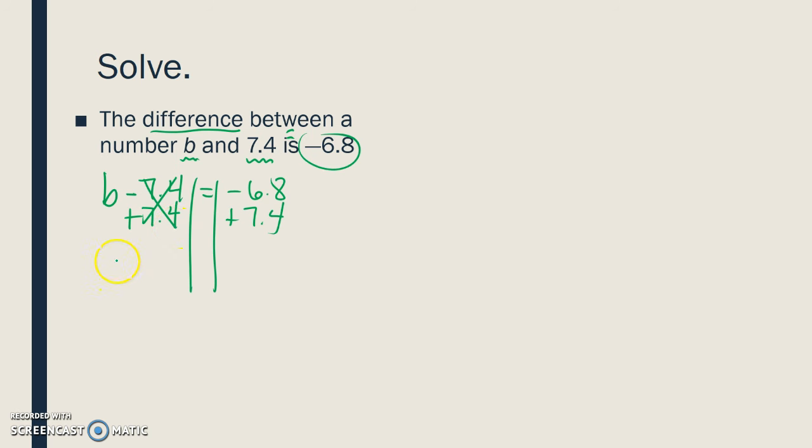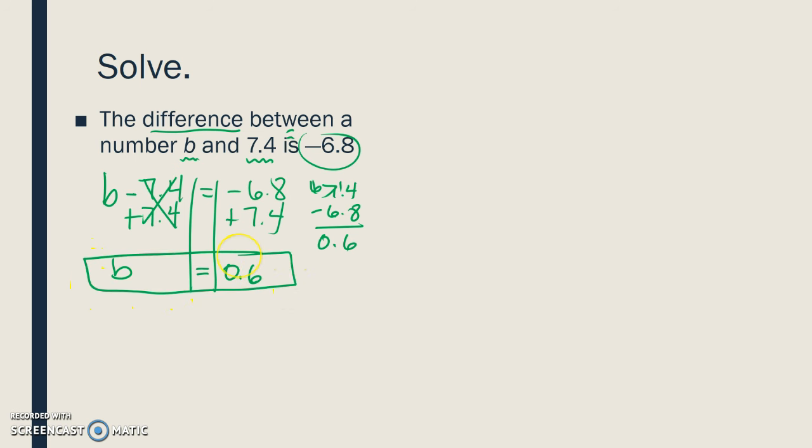Those 7.4s cancel out. b equals, again, we're adding numbers that have different signs. We have a -6.8, a positive 7.4. So again, we have more positives than negatives, so we know our answer is going to be positive. We're going to take the larger number, 7.4, subtract the smaller, and we should end up with 0.6 as our final answer. So b equals 6/10.